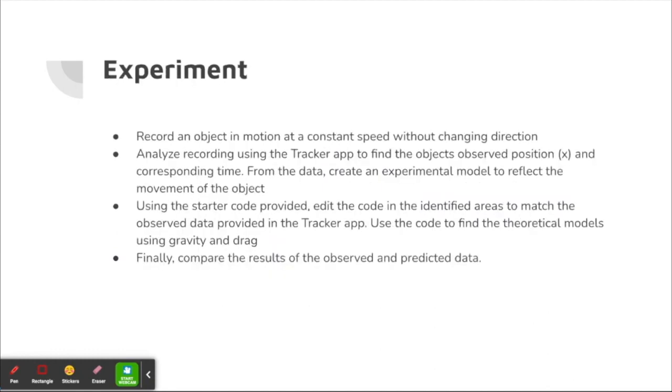In this experiment, we were to record an object in motion at a constant speed without changing direction. Then analyze the recording using the Tracker app to find the object's observed position and corresponding time. From the data, we were to create an experimental model to reflect the movement of the object. After this, we used the starter code and edited it based on the observed data points in the Tracker app. We used the code to find the theoretical models using both gravity and drag. And finally, compare the results of the observed and predicted data.